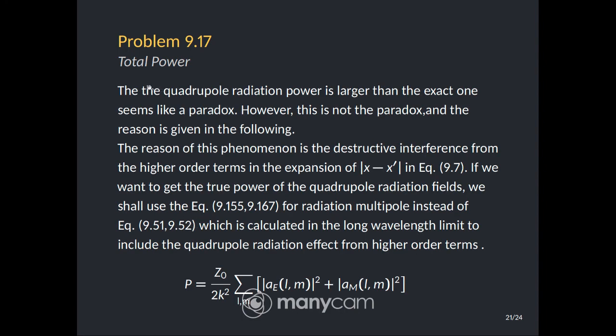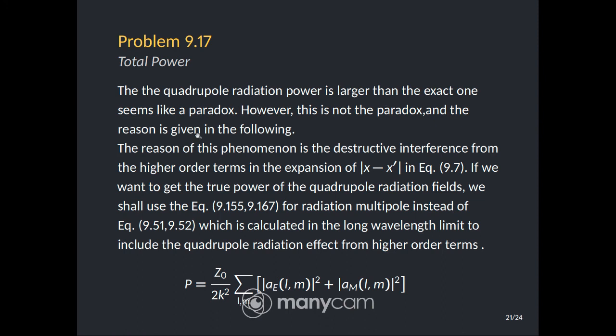So from the calculation of the quadrupole radiation resistance, we find that the quadrupole radiation power is greater than the exact one, and it seems like a paradox here, because the radiated power can only increase if we add higher multipole moments in our calculations. However, this is not a paradox, and the reason is given in the following.